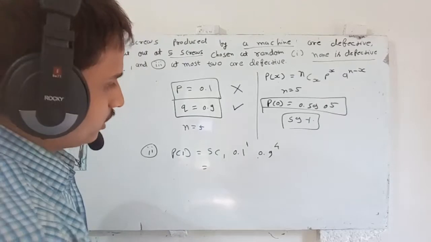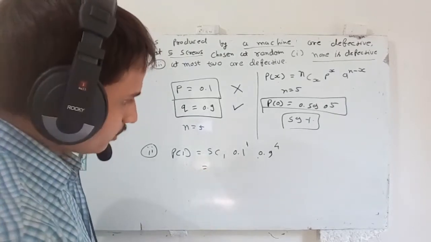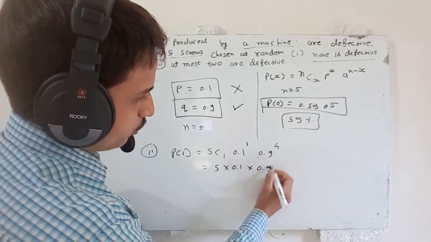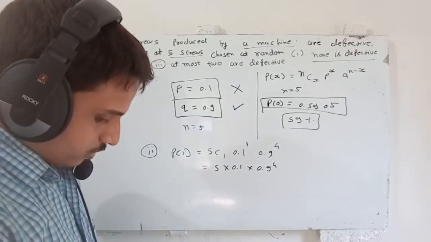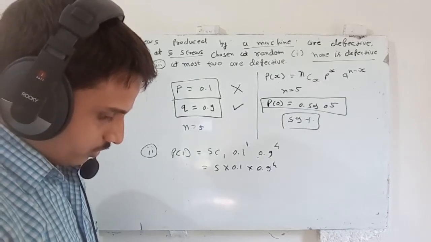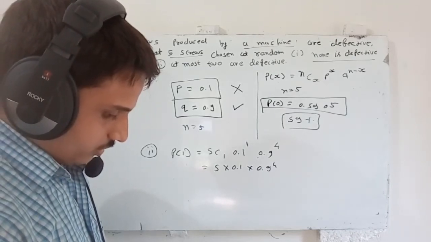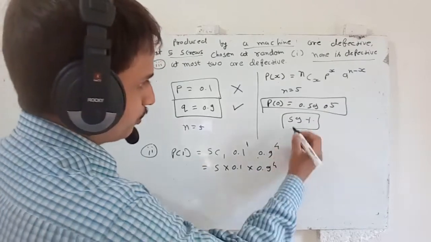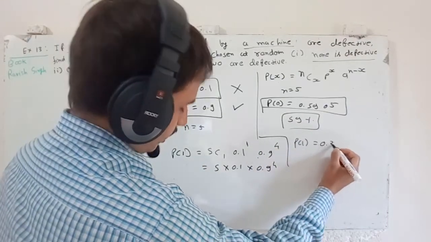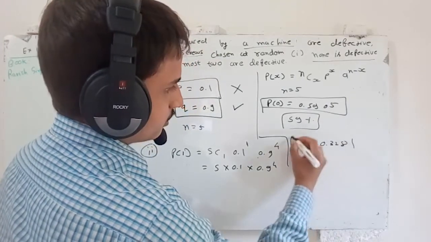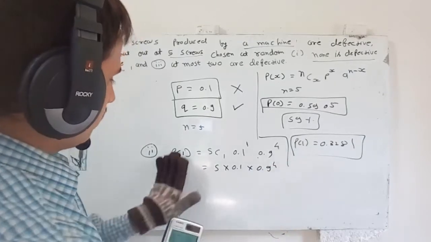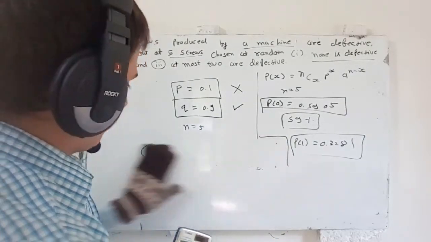So let us calculate this. 5C1 is 5 times 0.1 times 0.9 raised to 4. So 0.5 times 0.9 raised to 4 is equal to, so P of 1 is 0.3281. So this is the answer of the second question. Now we will find the answer of our third and final question.